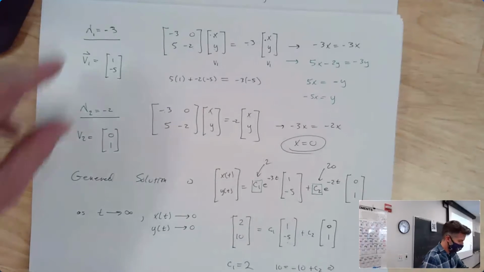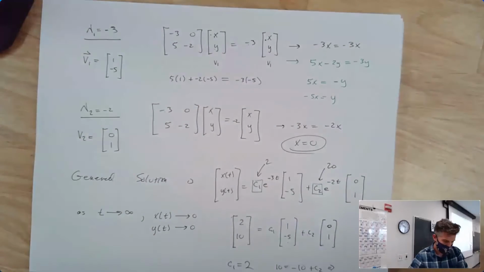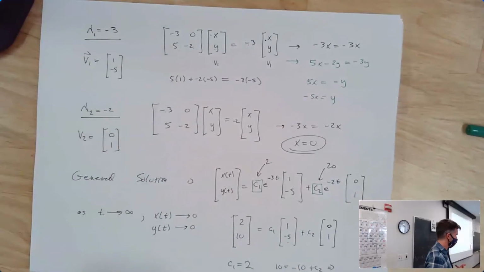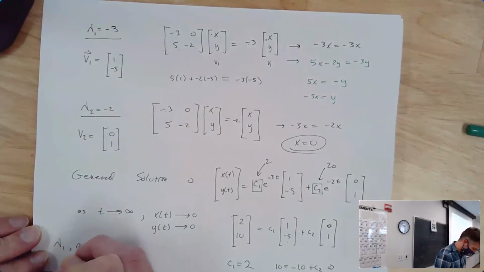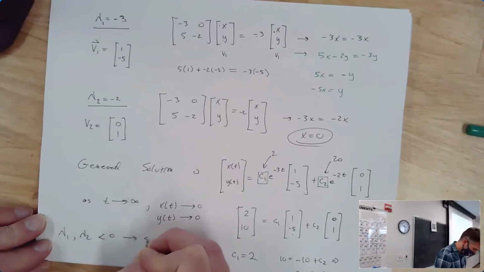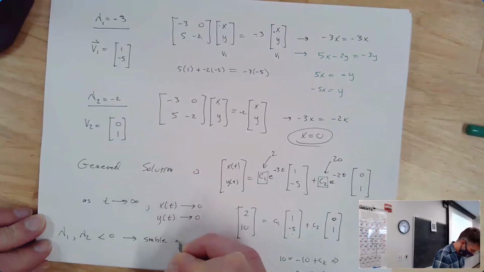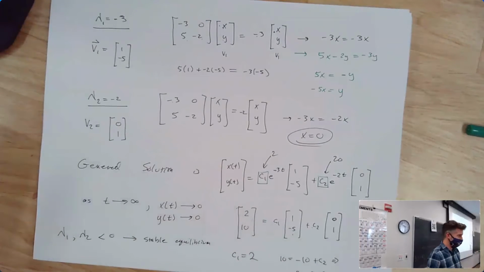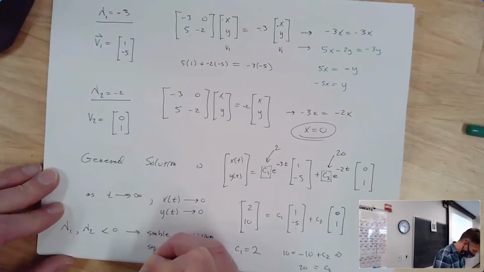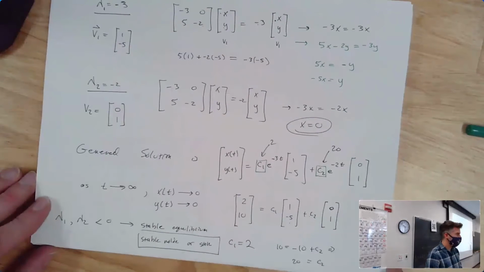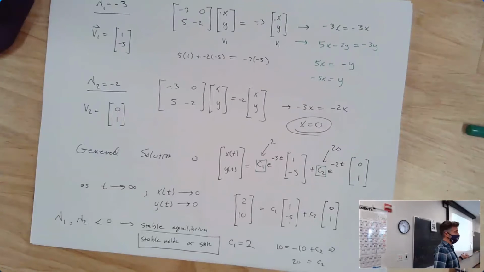Okay, but here's what I really want you to see. Both the eigenvalues are negative, which means we have a stable equilibrium. So lambda 1 and lambda 2, both negative, means we have a stable equilibrium. And since they're both real numbers, and we haven't gotten to the imaginary stuff yet, what this actually means is we have a stable node, also called a sink, because everything is going towards it. So both the eigenvalues are negative, you have a stable node.